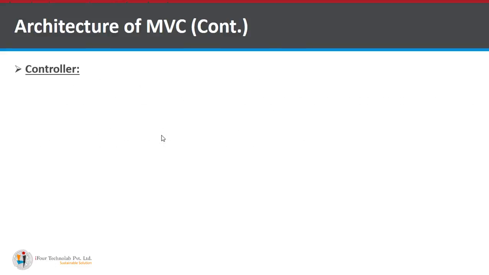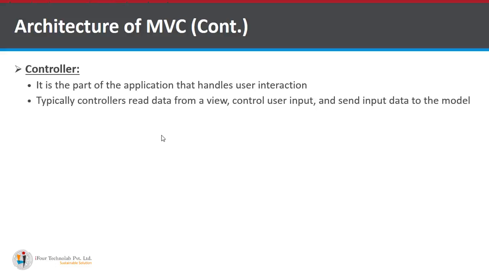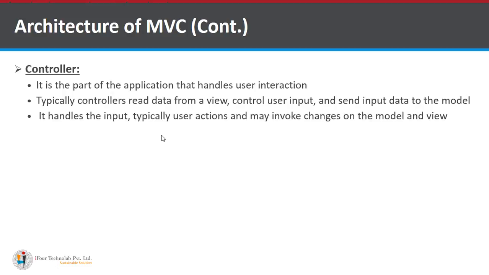Next one is controller. You can see the core part of MVC. It is a part of the application that handles user interaction. Here again you can see controller behaves as a bridge between model and view. Typically controller reads the data from view, controls user input, sends input data to the model. It handles the input, typically user actions, and may invoke changes on the model and view.